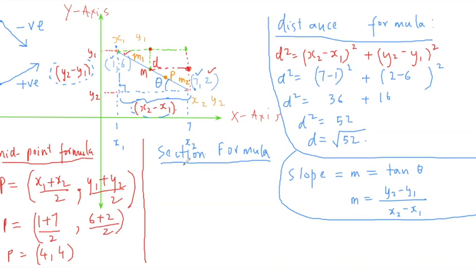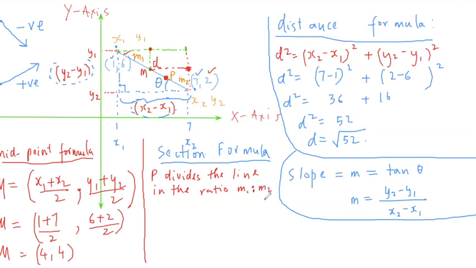Sorry, this should be M, not P. My bad. M is the midpoint. All right. So section formula: P is that point which is dividing the line, the blue line, in some unequal ratio. It's not in the middle, and that ratio is M1:M2. It could be 3 parts to 1 part, anything like that. So let's say P divides the line in the ratio M1:M2.